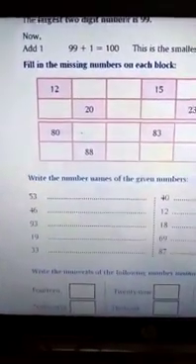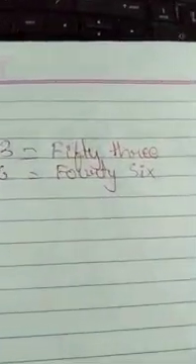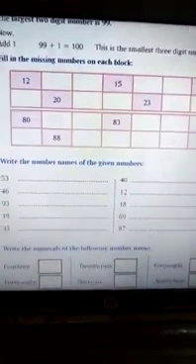F-I-F-T-Y. 50. T-H-R-E-E. 53. Next one is 46. So how we write 46? F-O-U-R-T-Y. 46. So you all have to write this type of answers. This is called the number names. Now we will move forward.